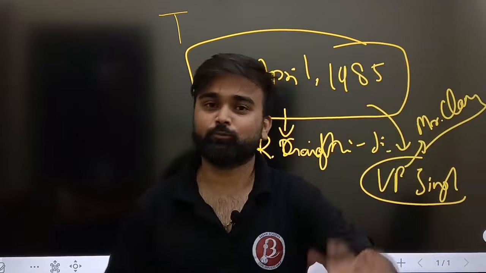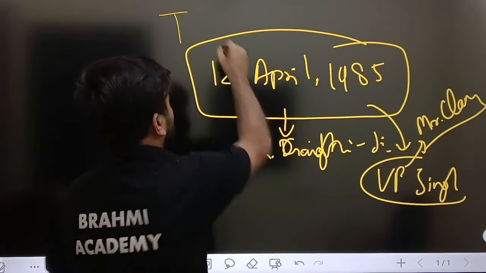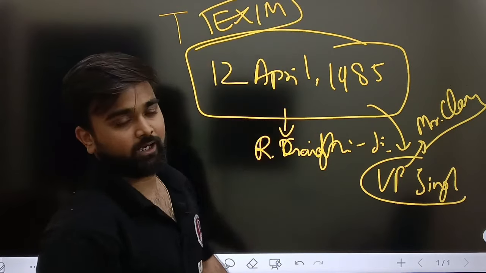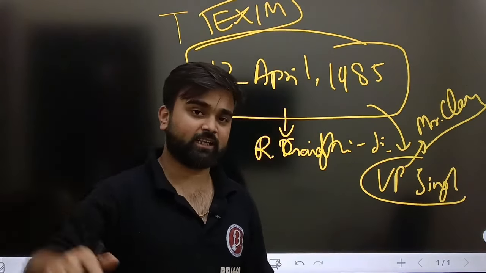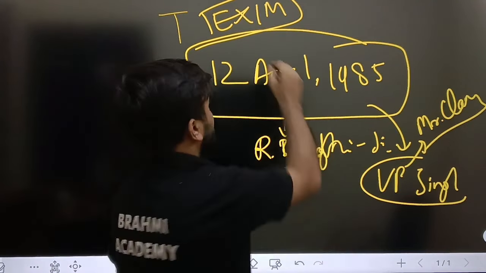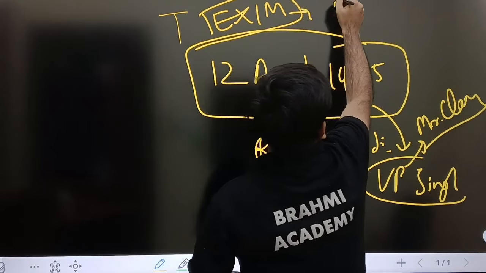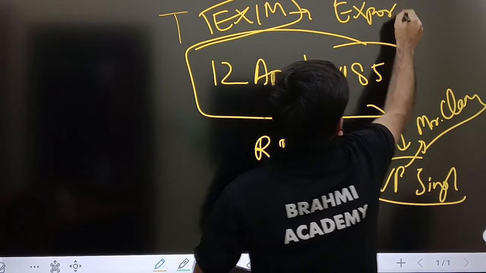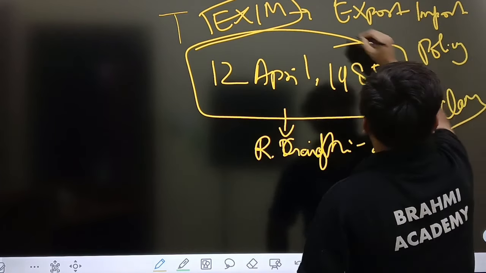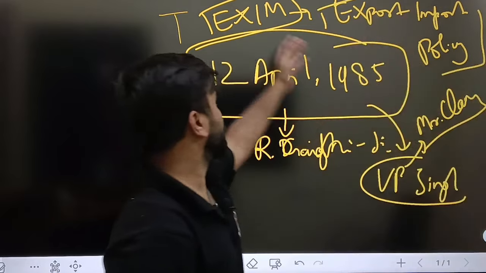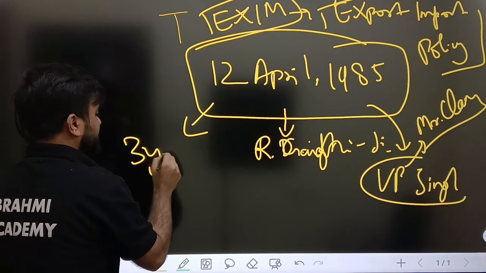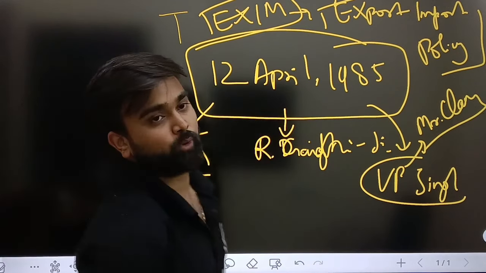But nevertheless, Mr. Clean brings out a policy that was called EXIM. This was the first time this policy was there, and it was based on the foreign trade document, the act initially passed back in, I guess, 57. Yes, 57. So he brings a policy which is known as the export-import policy, or the EXIM policy. He brought it initially for 3 years.